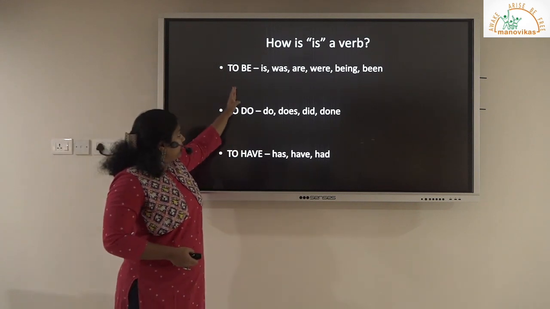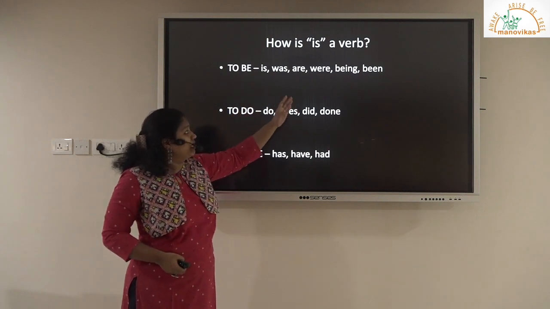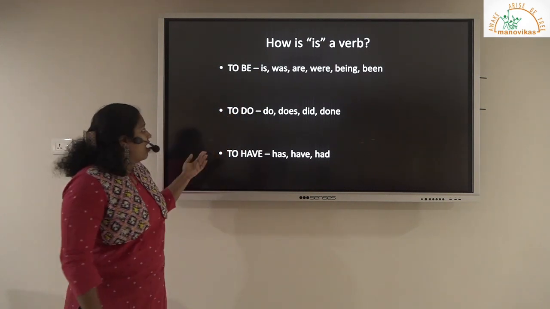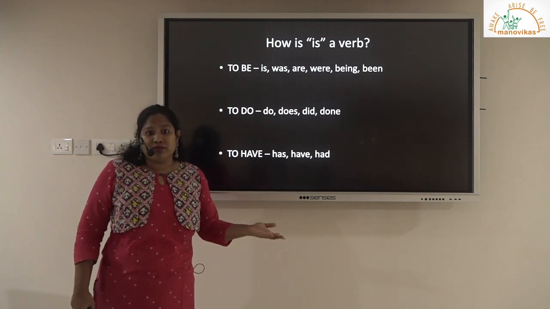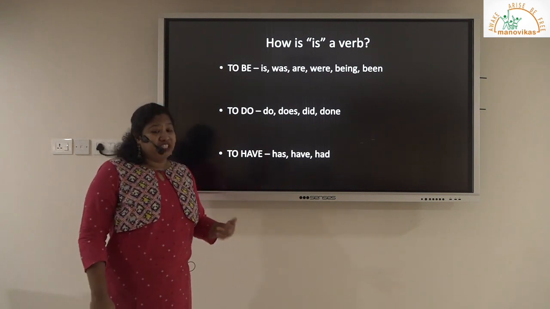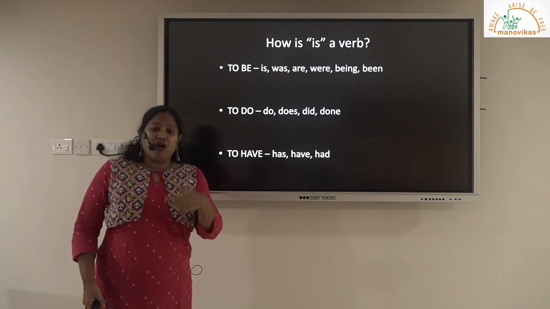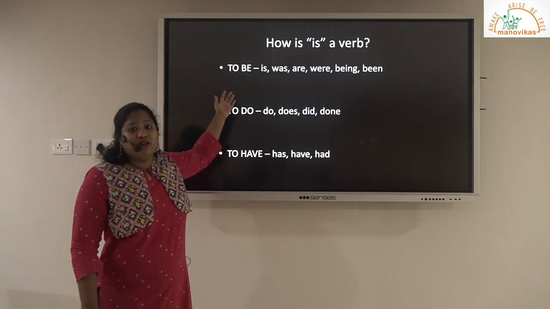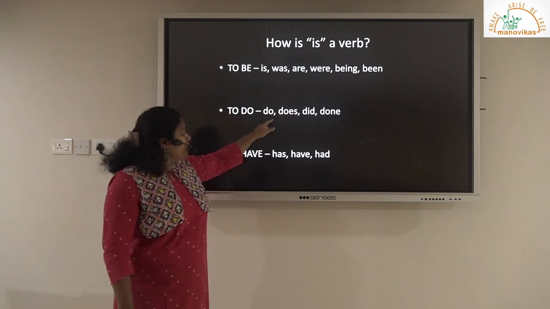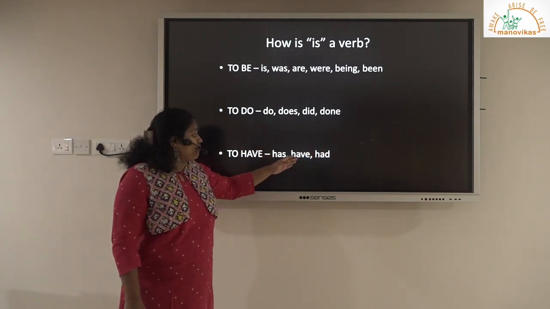Okay? Now, to be can be conjugated into is, was, are, were, being, been. I've forgotten another one, which is am. So for example, if I have to make a sentence, I am 7 years old. Right? It tells me my state of being. He is a boy. She is a dancer. It is the state of being, and therefore is, am, were, was, okay, becomes the finite verb. Let's look at to do. To do can be conjugated into do, does, did, done. And to have can be conjugated to has, have, had.